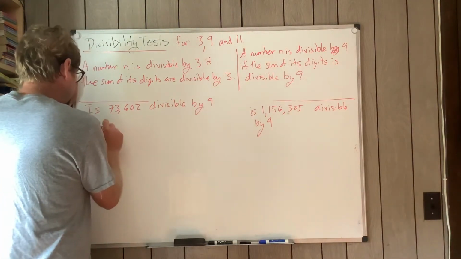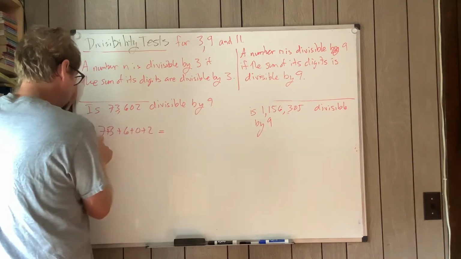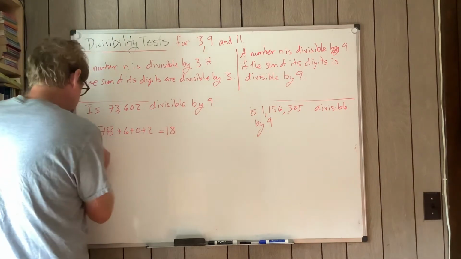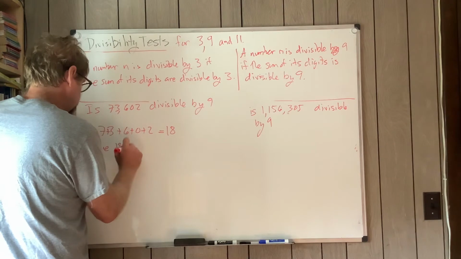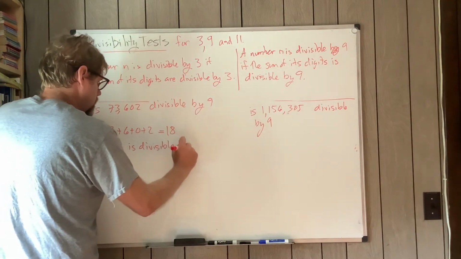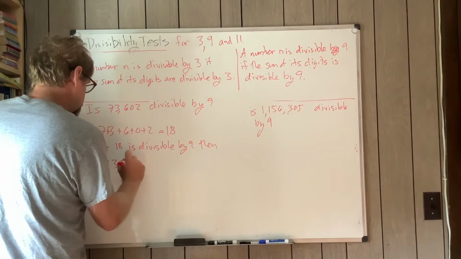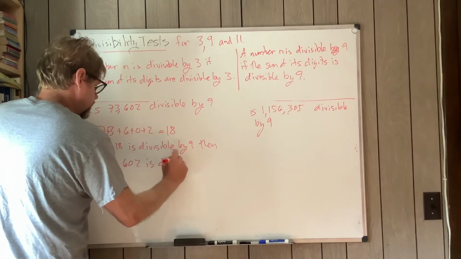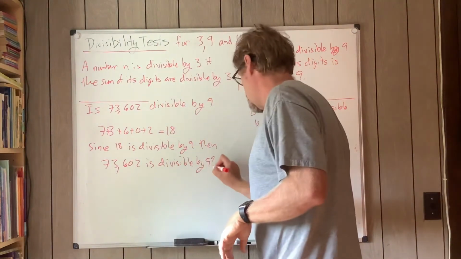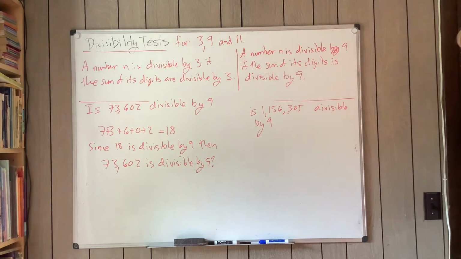First, again, right away, just add the digits. 10 and 18, trying to get 18. So since 18 is divisible by 9, then 73,602 is divisible by 9. Okay.